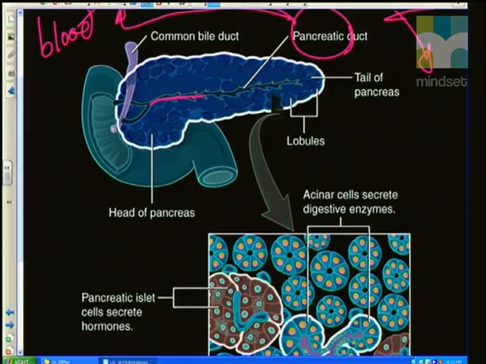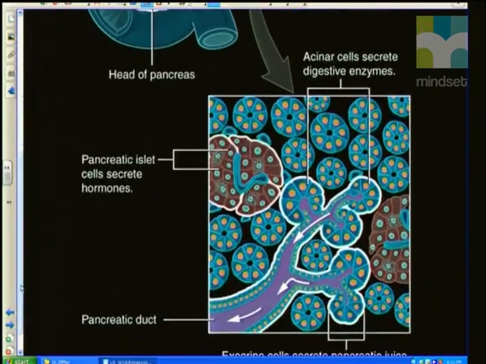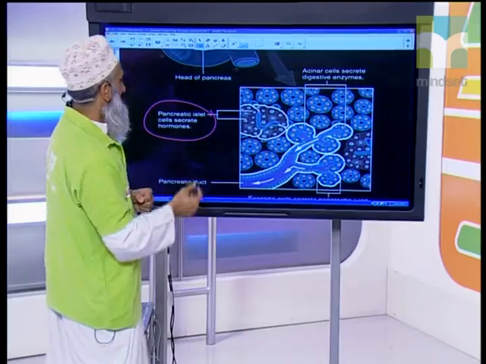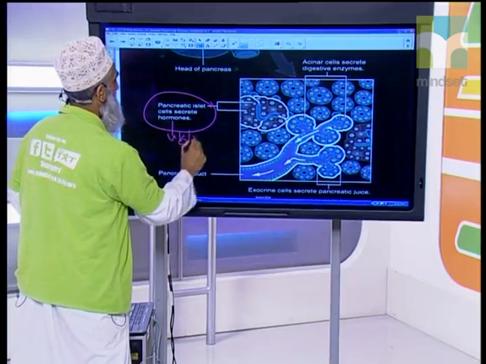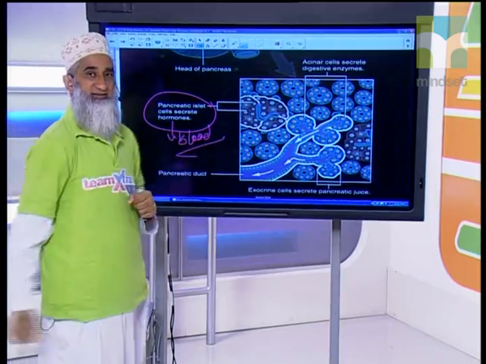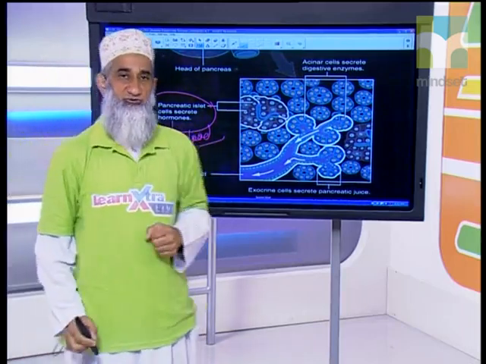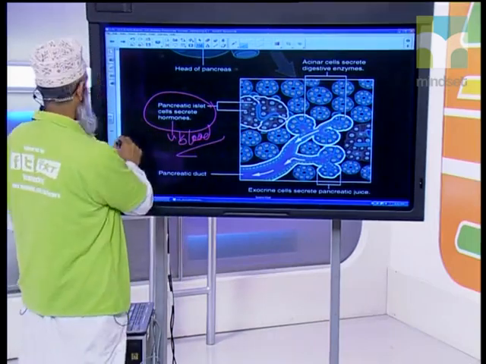Good? At the same time, inside the pancreas are cells known as the islet cells or the islets of Langerhans. And these islets of Langerhans secrete insulin and glucagon directly into the blood. So in this case, the pancreas is also known as an endocrine gland.